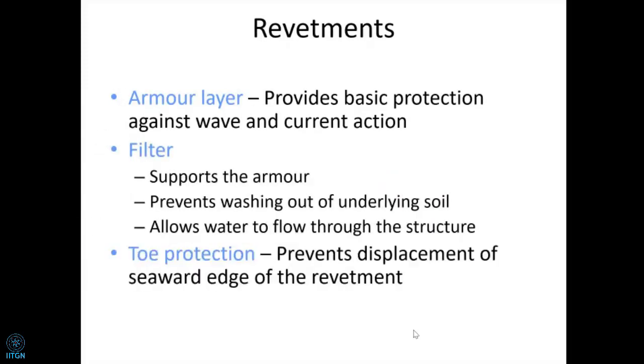So, the armor provides the basic protection against wave and current. That is, to recap, the filter supports the armor, prevents the washing out of the fines, and there is toe protection. I think it must be very clear here. These are the basic concepts. Now, the filter. There are many kinds of filter available. There are two kinds. One is woven textile.